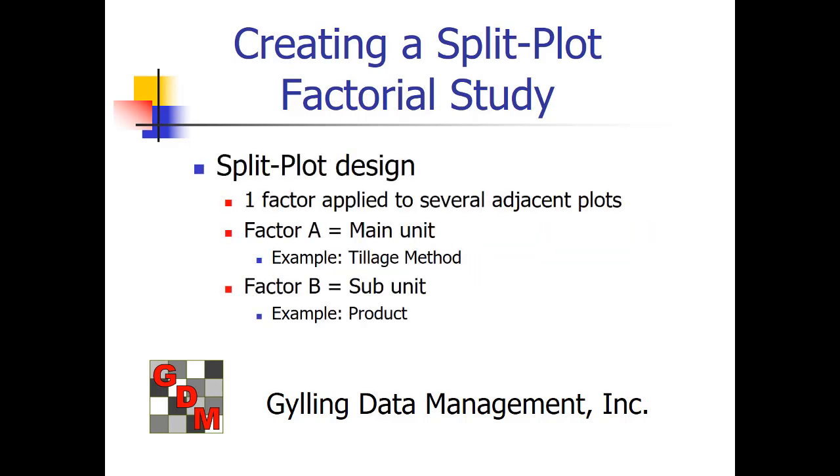A split plot design is used when one factor is more conveniently applied to large areas that span several plots than to individual plots. An example would be comparing products applied to several different tillage systems. Because of the difficulty in using large modern tillage equipment on small plots, tillage can be defined as the main unit of a split plot. Products are then subunits that are randomized within each tillage system.